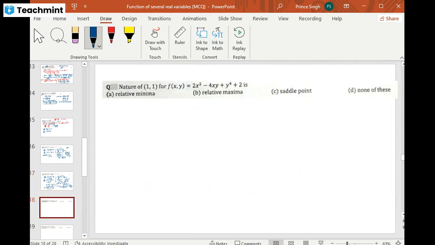Okay, the next question is, what is the nature of this point? In this case, the critical point is already given to us. So we want to know whether this point is a point of maxima, minima or a saddle point. So we need to check the condition here. The first step is ∂f/∂x, which is 4x³ - 4y, and ∂f/∂y, which is 0 - 4x + 4y³.